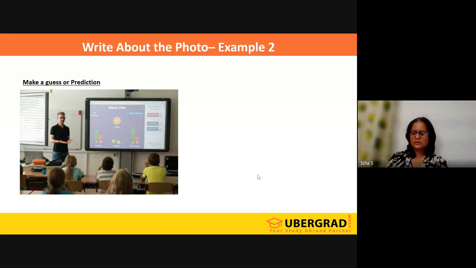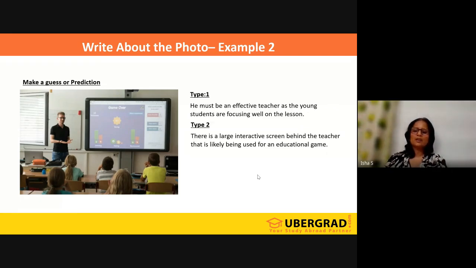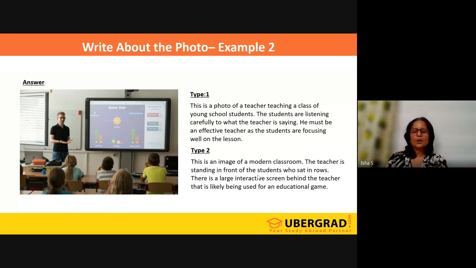Shall we check the prediction here? He must be an effective teacher as the young students are focusing well on the lesson. If you see, all are listening very carefully. There is a large interactive screen behind the teacher that is likely being used for an educational game. One person here described it well and predicted well that it is a coding lecture or about some game. So well tried.